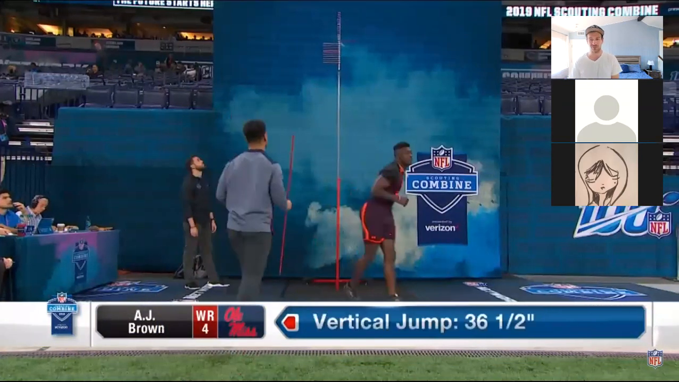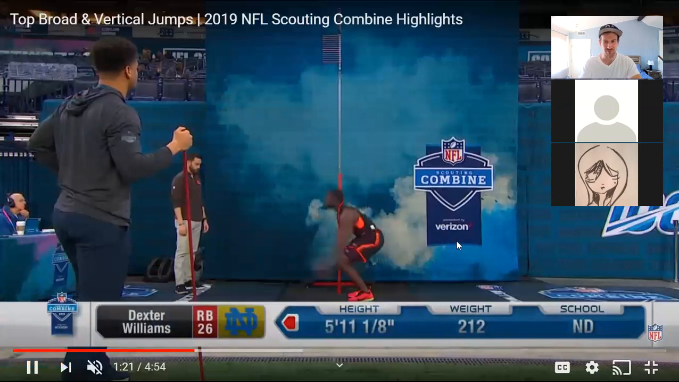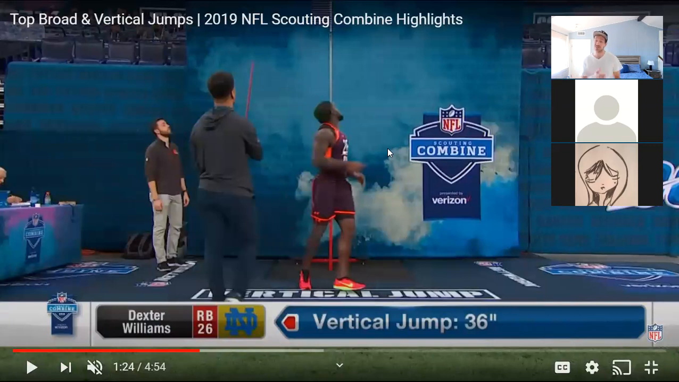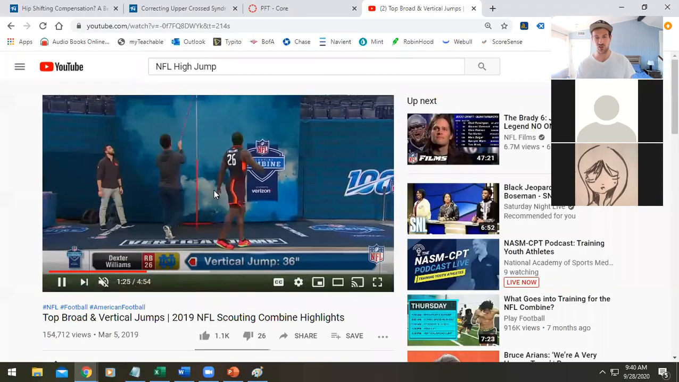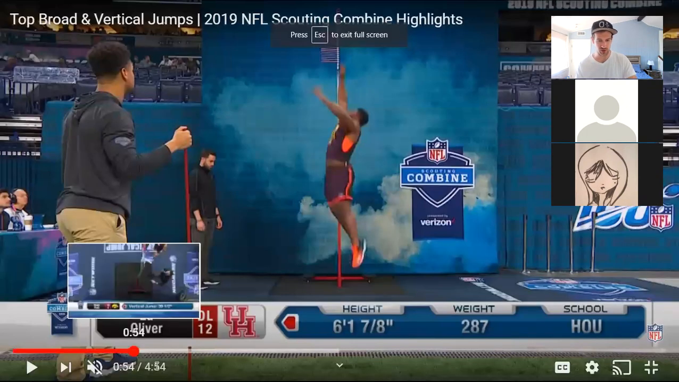There's AJ Brown. This kid was great. Look at that rapid stretch. Look at how fast they throw their arms down. That stretch is what gives them a rapid concentric contraction. So they are eccentrically, let's play it in slow motion here.